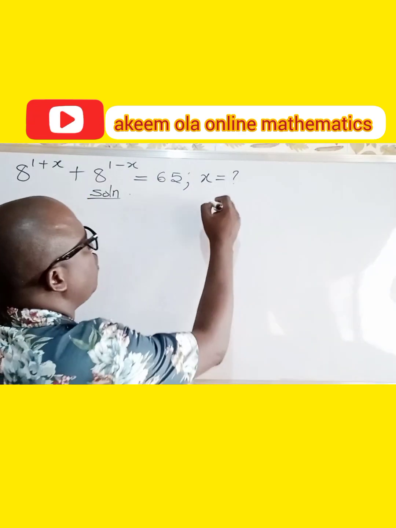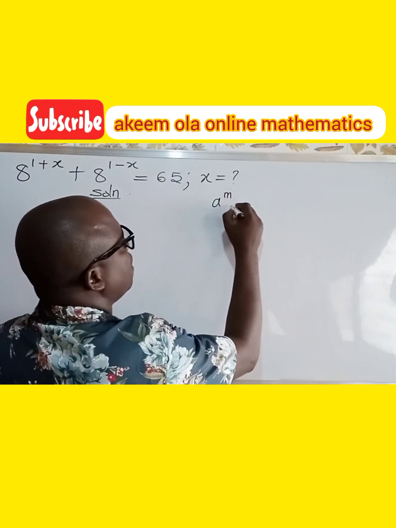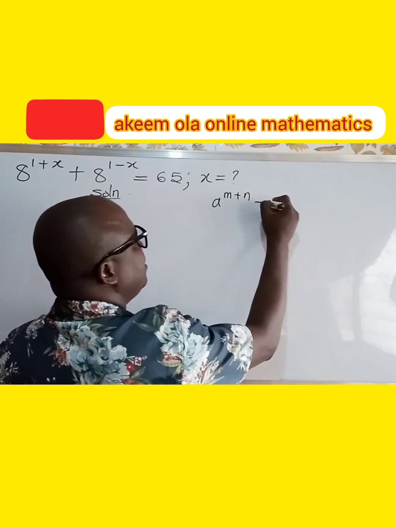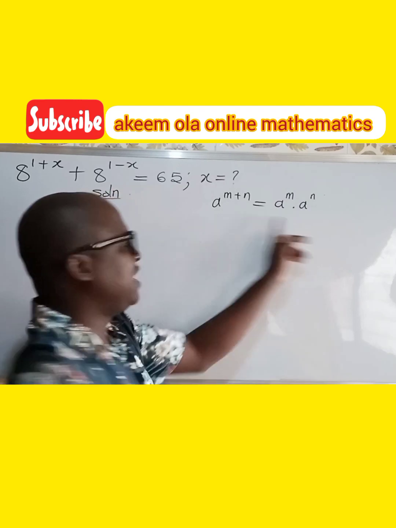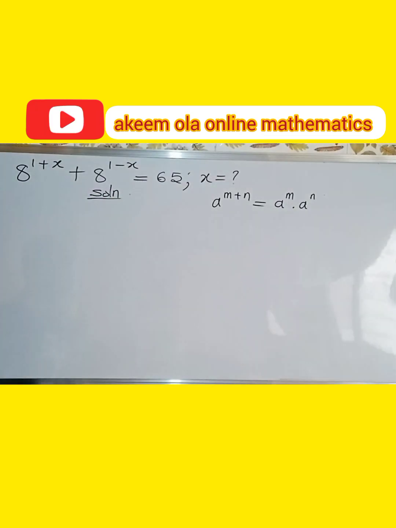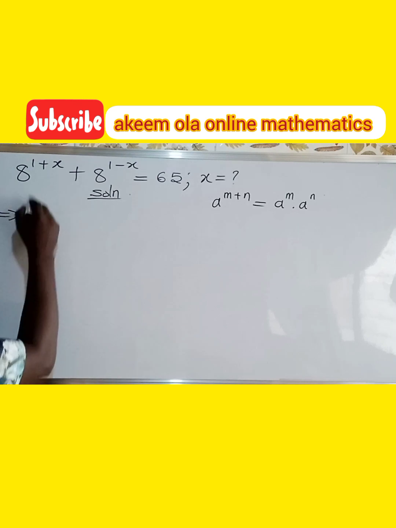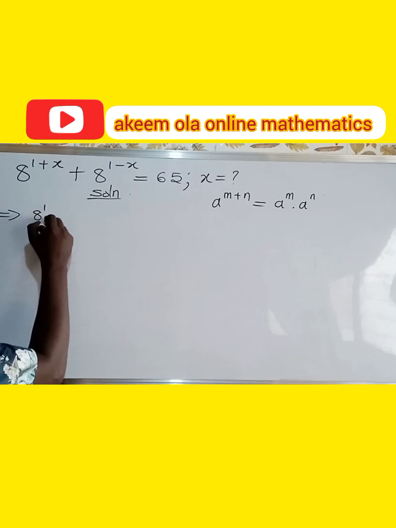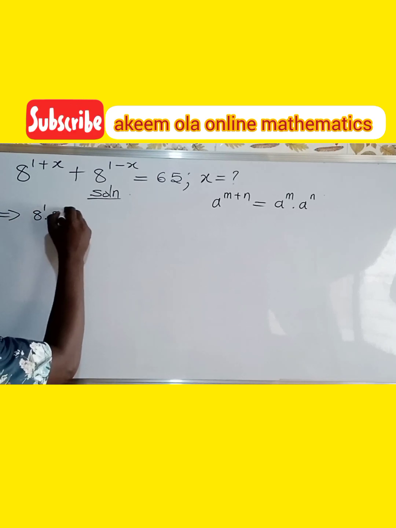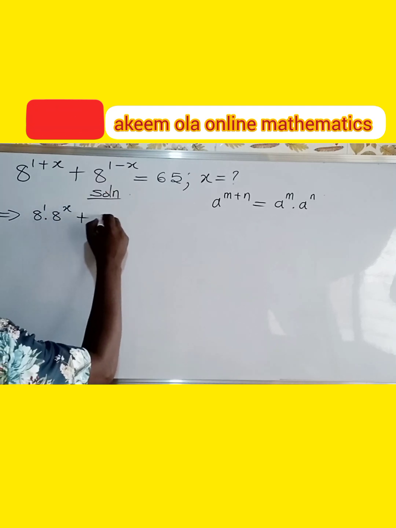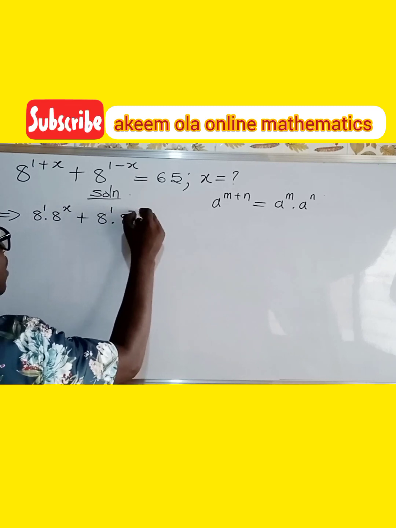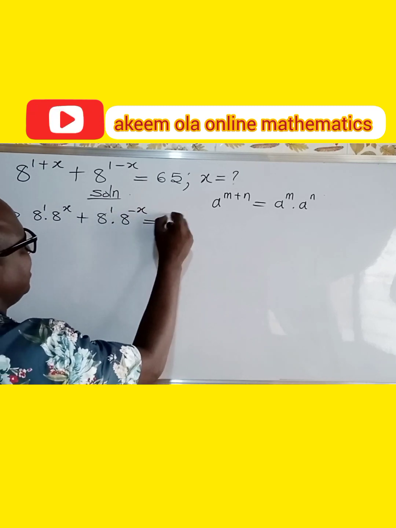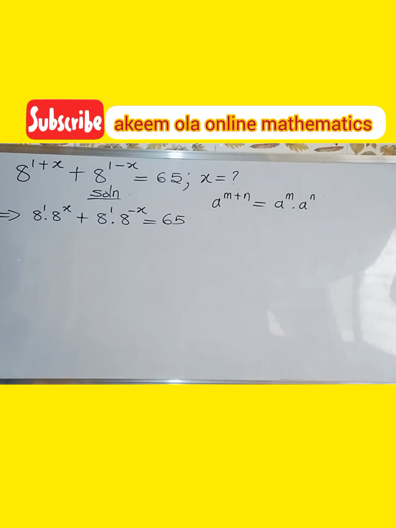In a situation whereby we have a raised to power m plus n, I can break this down into a^m times a^n. That is exactly what I am going to apply here. I will have 8 raised to power 1 times 8 raised to power x plus 8 raised to power 1 times 8 raised to power minus x. Everything is now equal to 65.